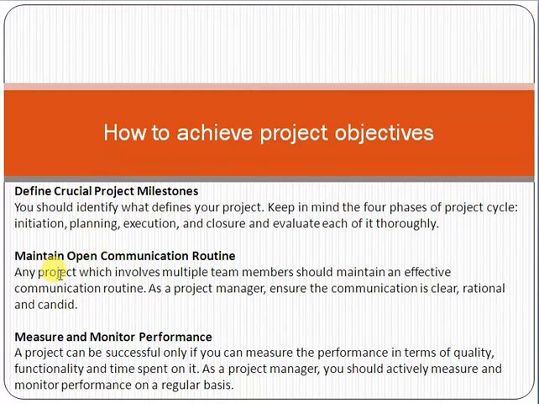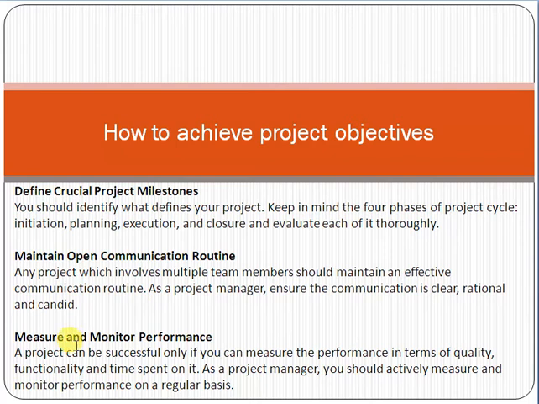Then the other thing is to maintain open communication. That means you should talk with everyone. The other person should feel comfortable to talk with you. As a project manager, you should conduct the status meetings and talk with them. When people talk with you and you talk with them, obviously communication channels will open and things will resolve. So communication is the key to achieve the project objective.